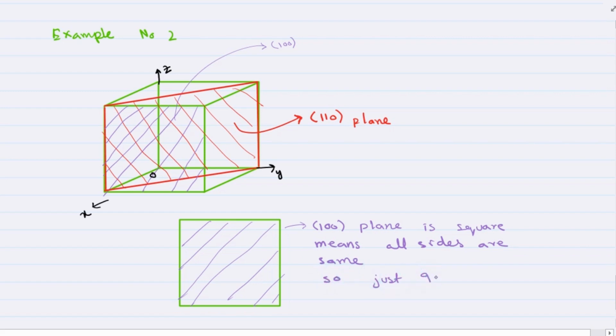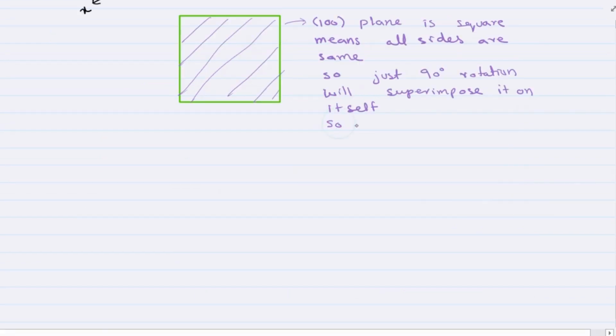So just a 90 degree rotation will superimpose it on itself. So it has four-fold rotational symmetry.